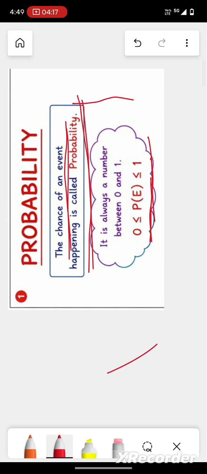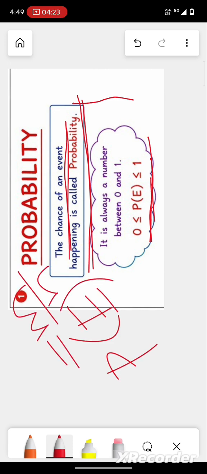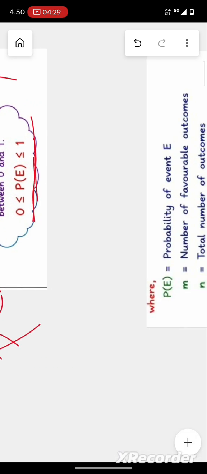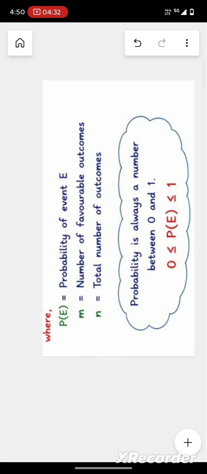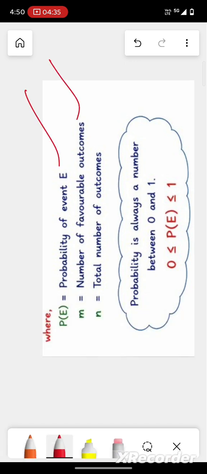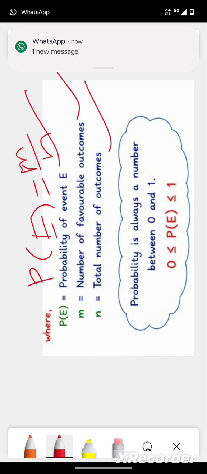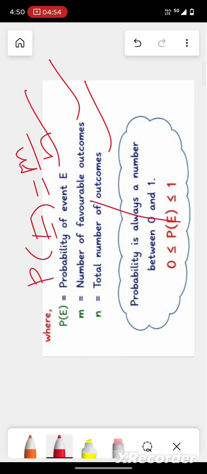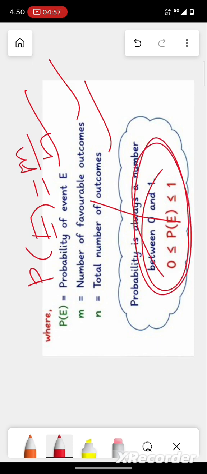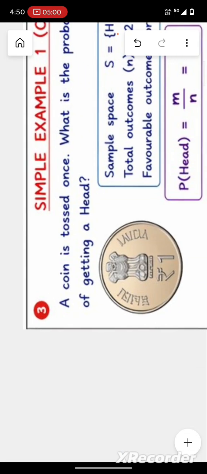So probability of E, which is denoted by P of E, is equal to M by N. M is the number of favorable outcomes and N is the total number of outcomes in that event. P of E is equal to M by N, where M is the number of favorable outcomes and N is the total number of outcomes. Probability always lies between 0 and 1, or equal to 0 and 1. So let us see some examples.